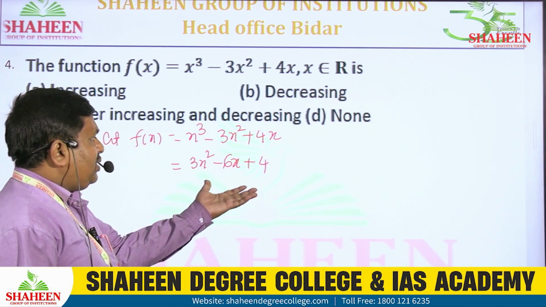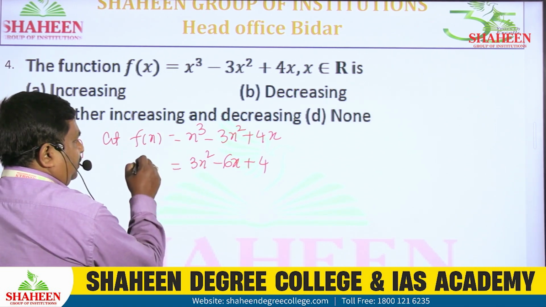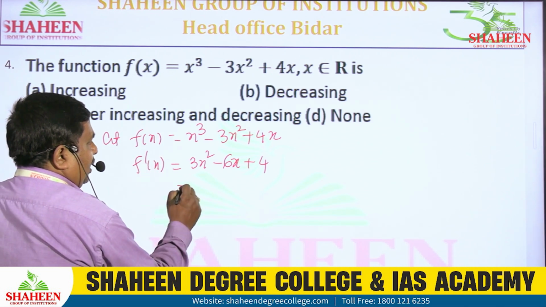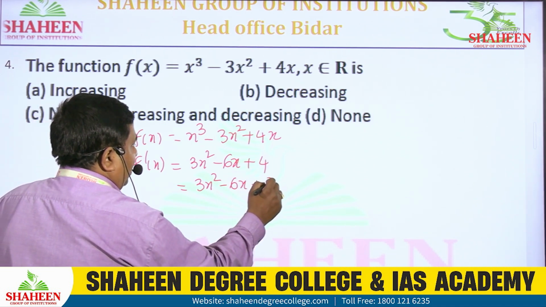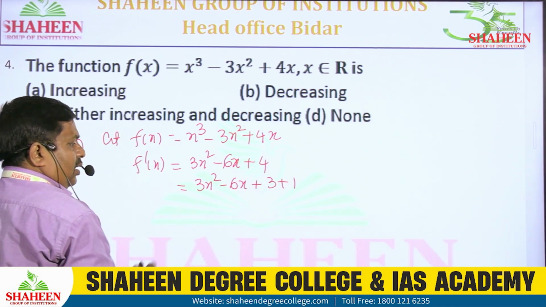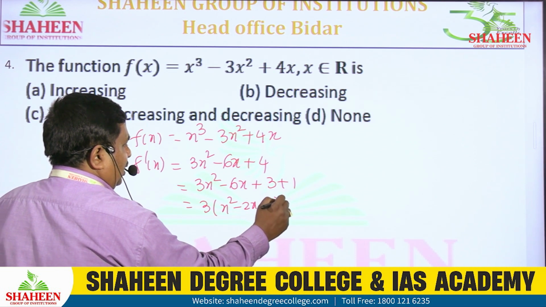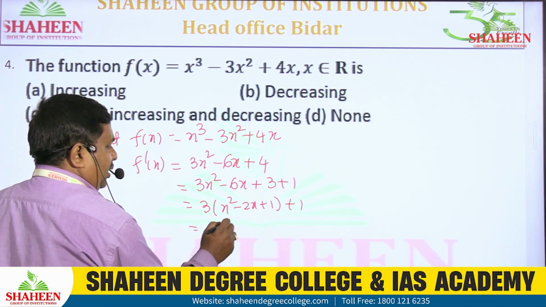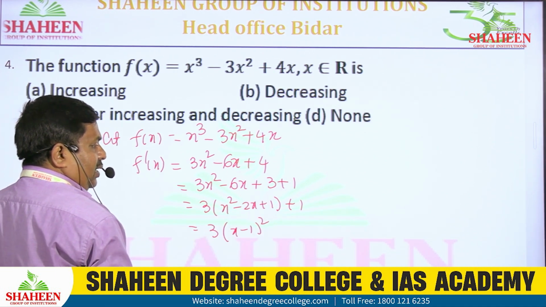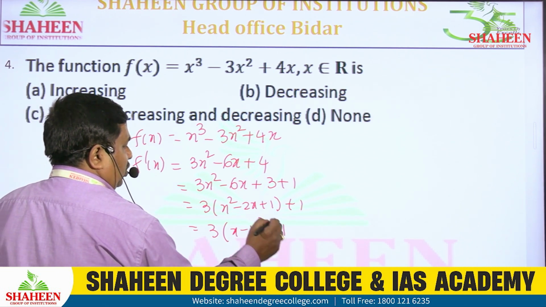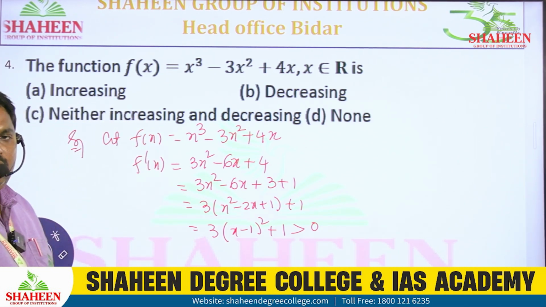So first we have differentiated this function: 3x square minus 6x plus 4. This is the derivative f dash of x. I'm splitting this 3x square minus 6x plus 4, writing it as 3 plus 1, and 3 is common. This becomes x square minus 2x plus 1 plus 1. And x square minus 2x plus 1 is x minus 1 whole square, plus 1. And this value is always positive.